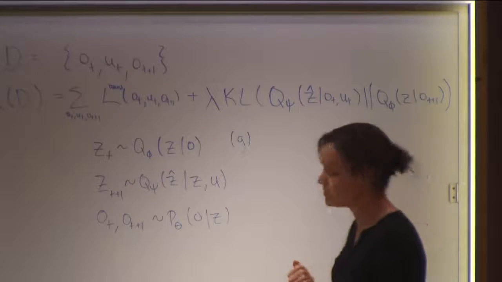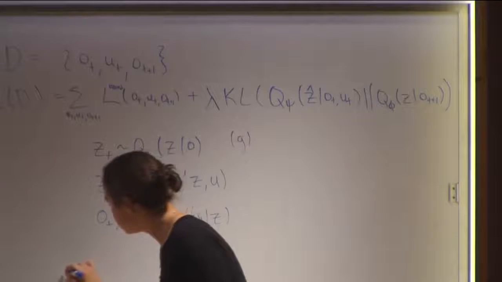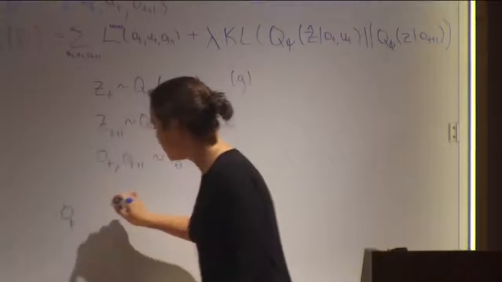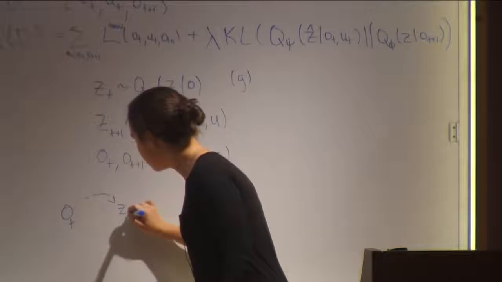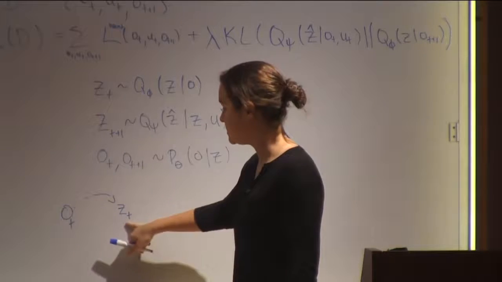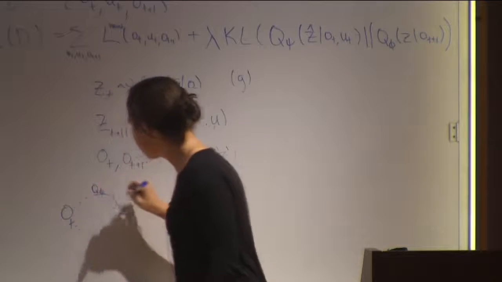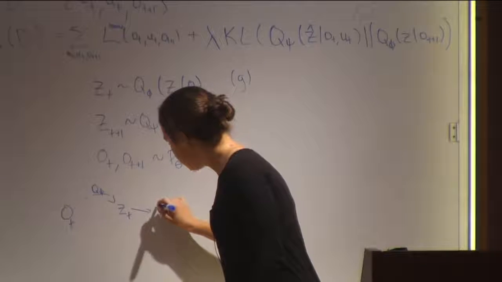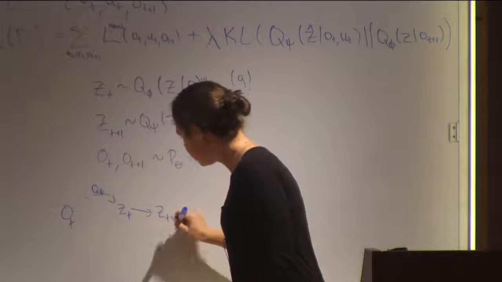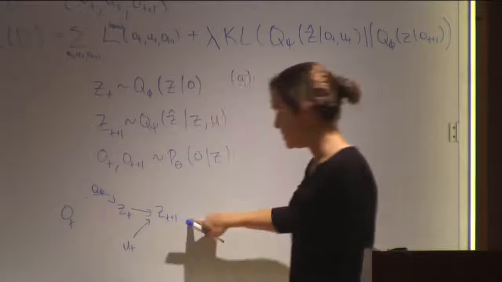And so what this looks like, the way that you practically do this, is you have some o_t, and then this maps to your latent state z_t. And so this is Q phi. And you also have something that maps from z_t and u_t to z_{t+1}.